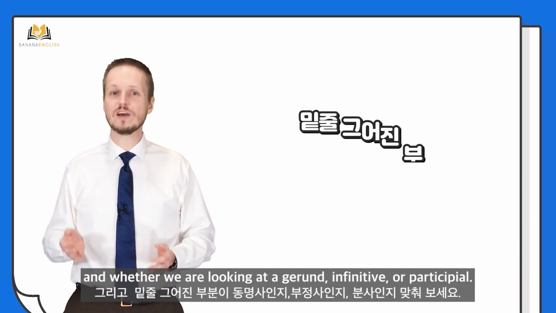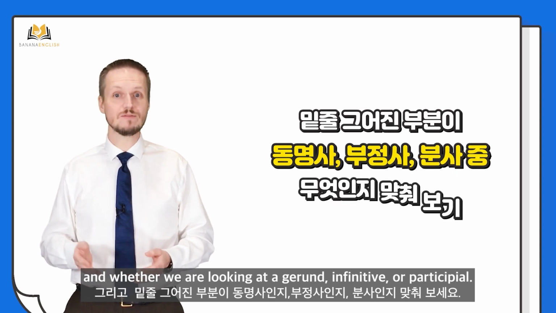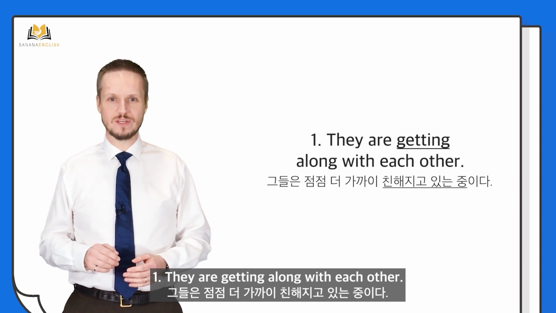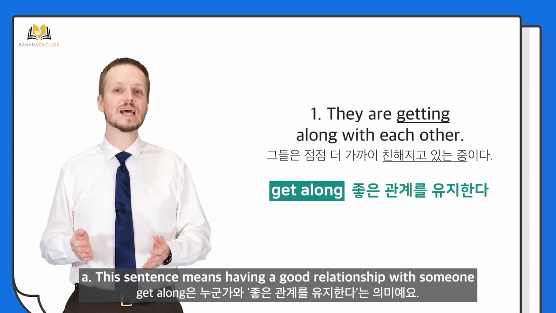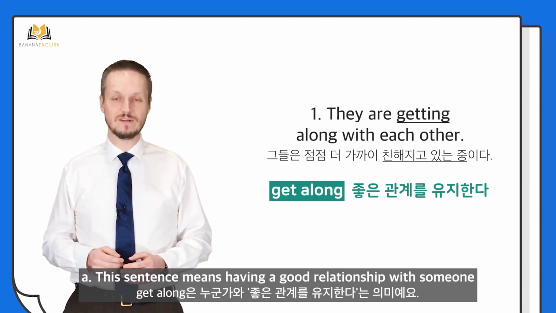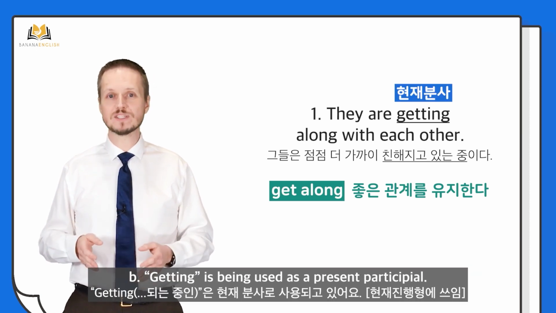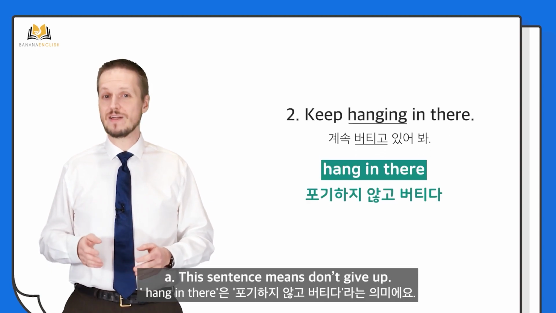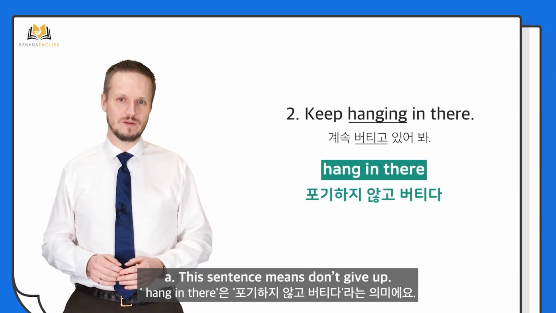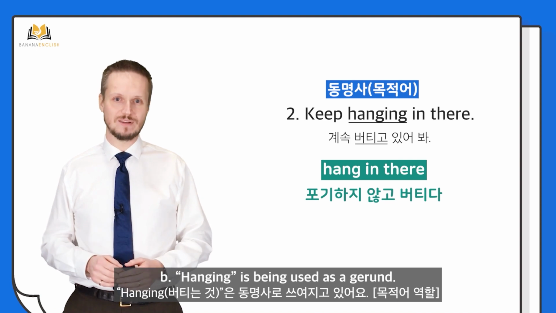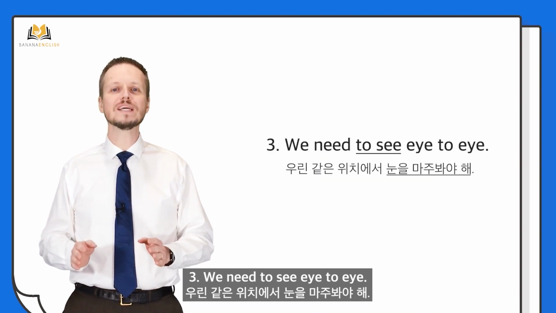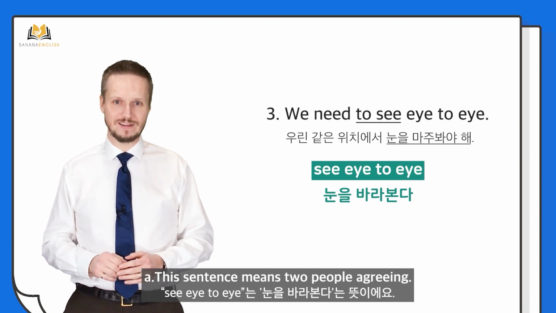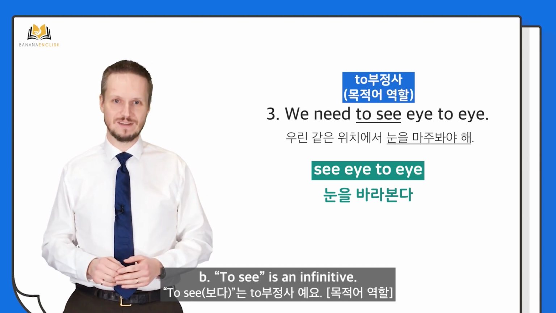Let's look at some ways that gerunds, infinitives, and participles that are used in idioms tell me what the sentence means and whether we are looking at a gerund, infinitive, or participial. 1. They are getting along with each other. This sentence means having a good relationship with someone. Getting is being used as a present participial. 2. Keep hanging in there. This sentence means don't give up. Hanging is being used as a gerund. 3. We need to see eye to eye. This sentence means two people agreeing. To see is an infinitive.